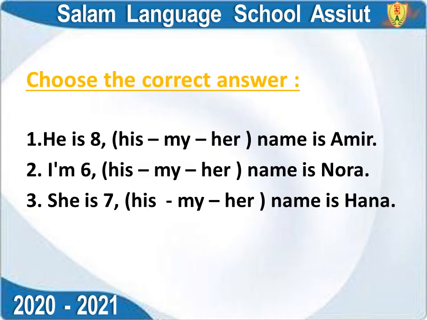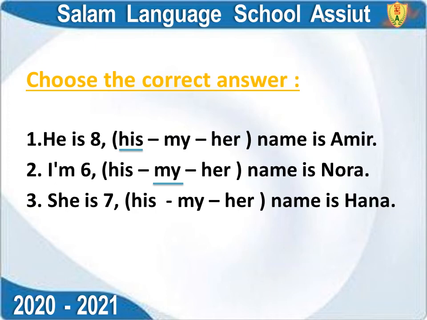Choose the correct answer. Number one: He is 8. His or my or her name is Amir. His. Excellent. He is 8. His name is Amir. عشان عندنا he صفة الملكية بتاعته his. Number two: I am 6. His or my or her name is Noura. My. Excellent. عندنا I صفة الملكية بتاعتها my. I am 6. My name is Noura.